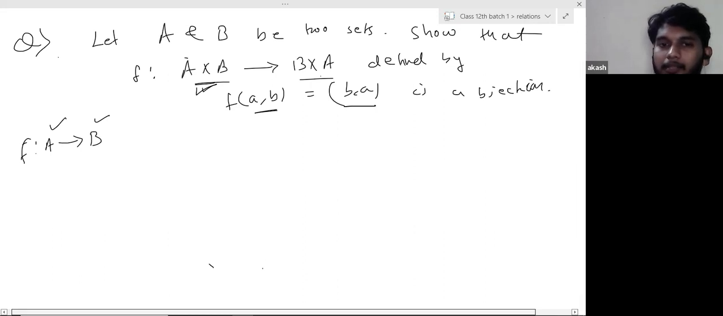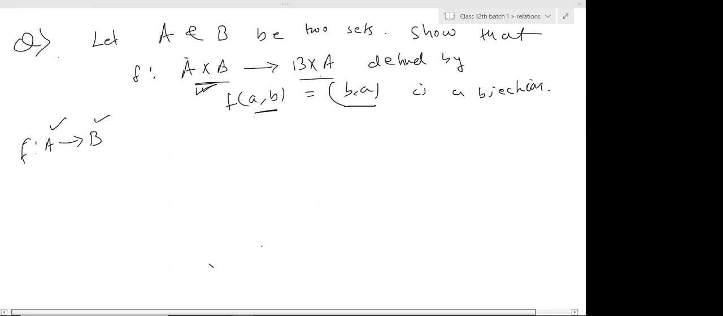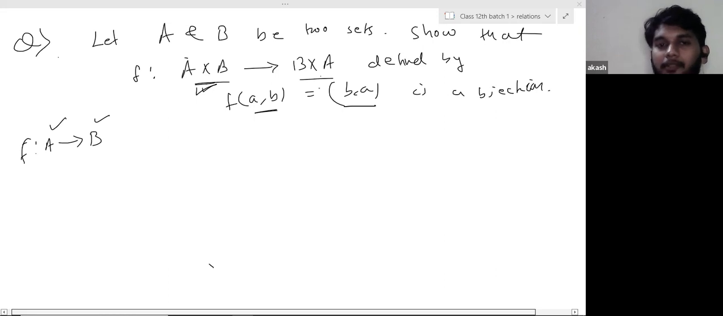Ahmed, Ishan, is this clear till now? Yes, sir. All right. Now we have to check how this is a bijective function. So for onto, oh sorry, one-one. First is one-one.